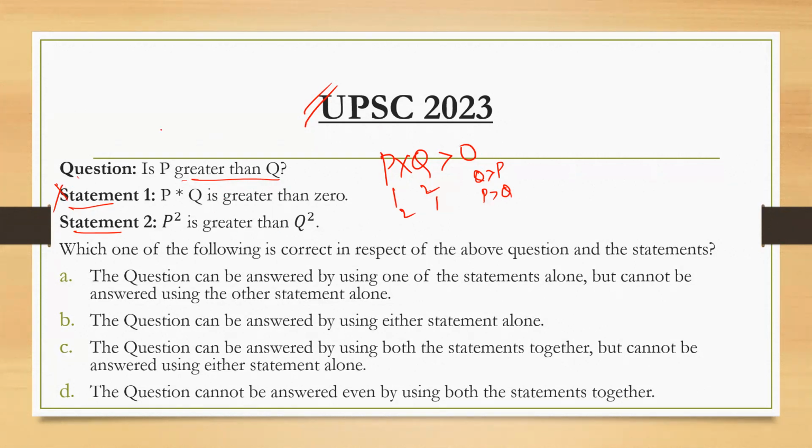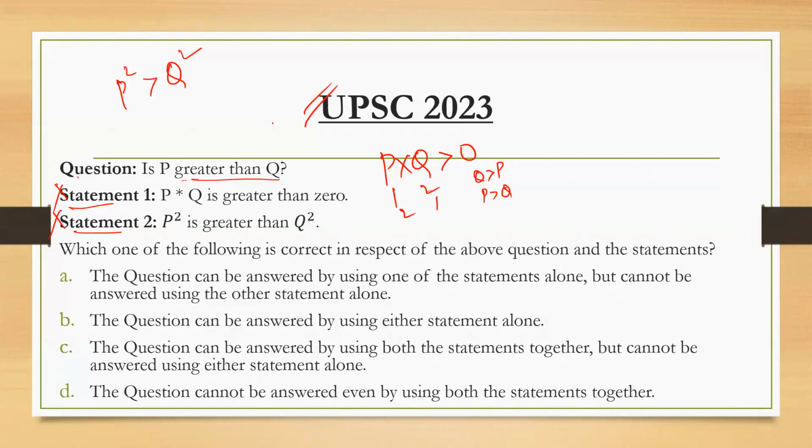What about statement 2? Again, P square is greater than Q square. Here again, the problem lies in what? The P and Q have not been defined. Is it a natural number? Is it an integer? If it's an integer, that means we have to take negative numbers also. So that is the reason statement 2 again does not answer your question.